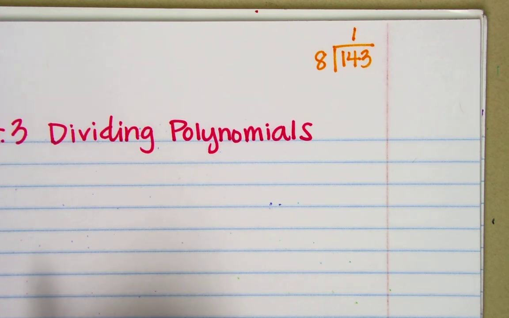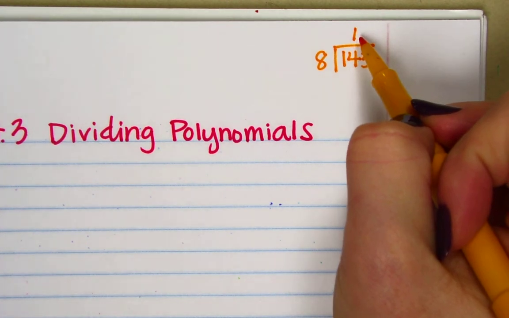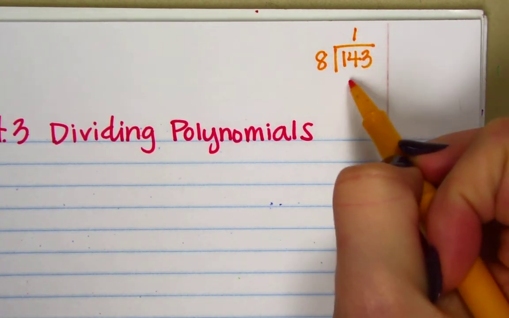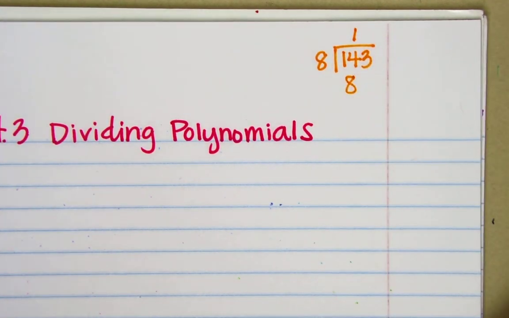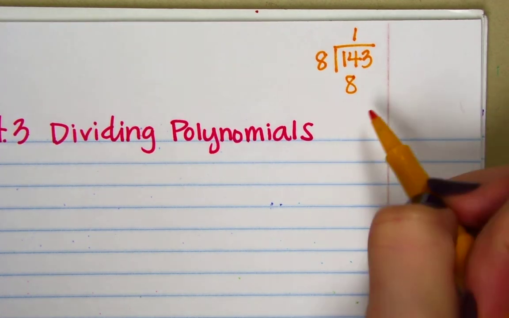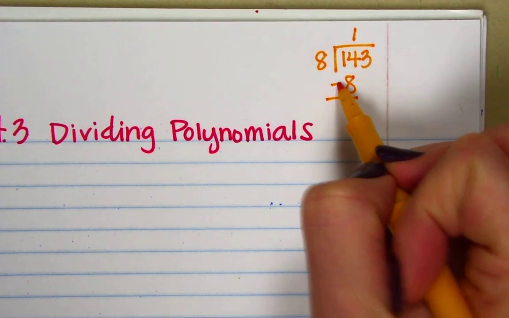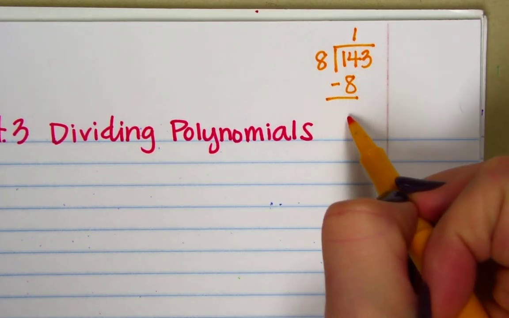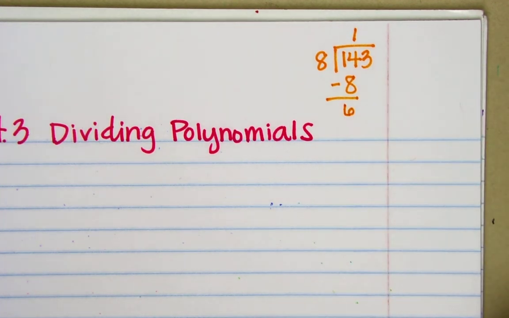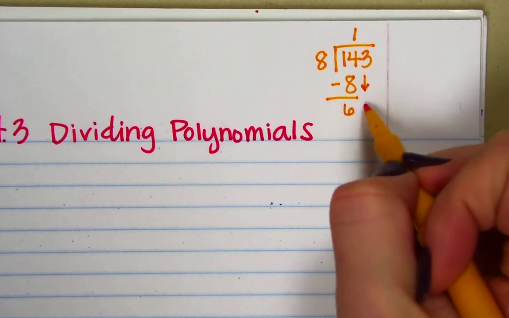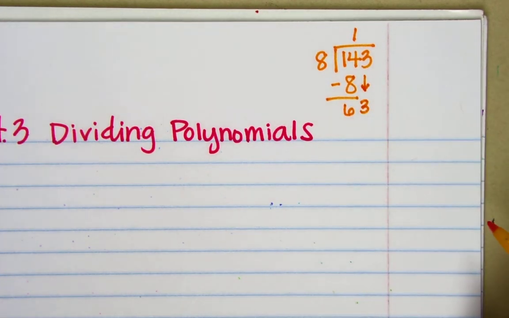Why do we bring down the 8? How do you get that number? We multiply this number. It happens to be 1, so it's easy: 1 times 8. Put it right there. Then what? Subtract, right? We change the sign of this 8, make it negative. Subtract 14 minus 8, we get 6. Then bring down the 3. Okay, 63. So then we start the process over. How many times does 8 go into 63?